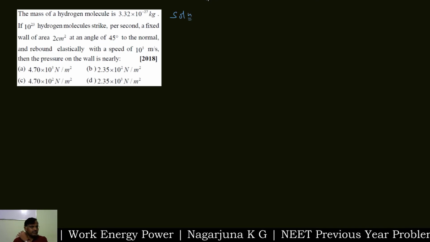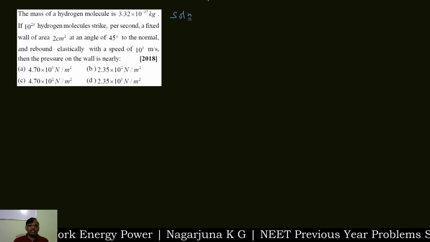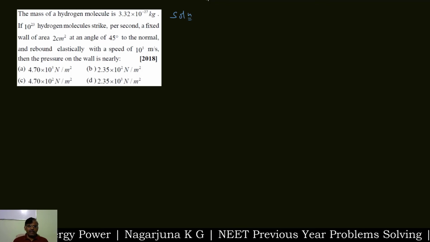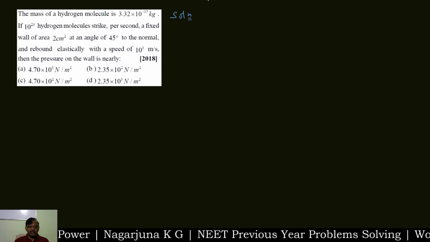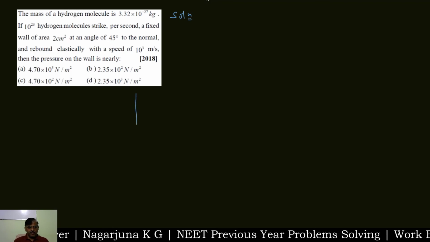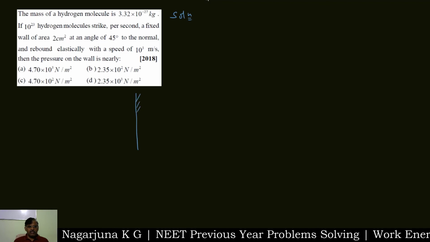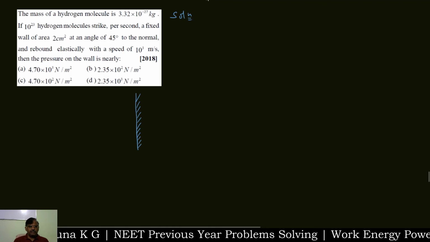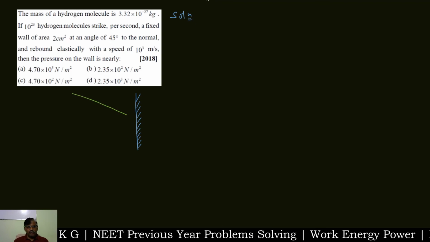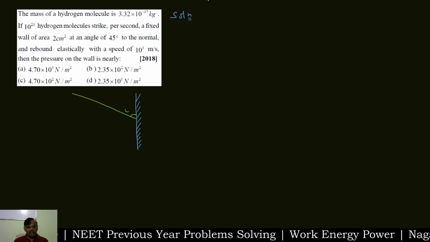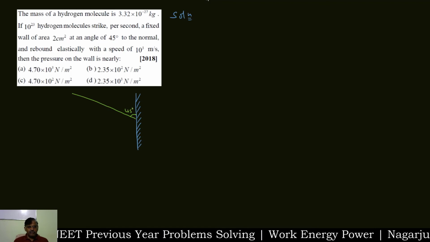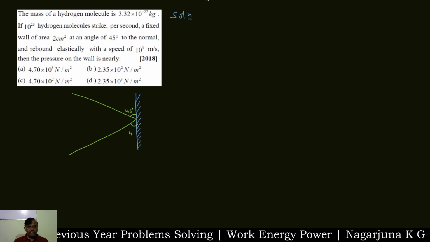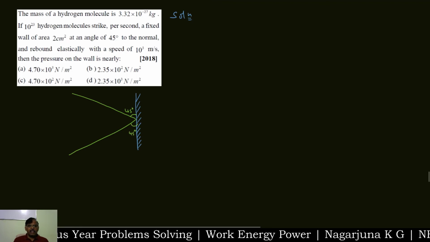Solution. Mass of hydrogen molecule is given and number of hydrogen molecules per second is also given. First of all, let us take here, this you can assume as a wall. It is wall, and when hydrogen molecules hit the wall at an angle 45 degrees, the molecules definitely rebound with the same angle with the wall. Here also it is 45 degrees.